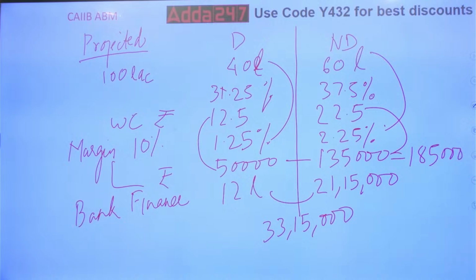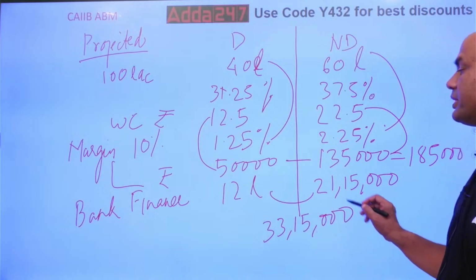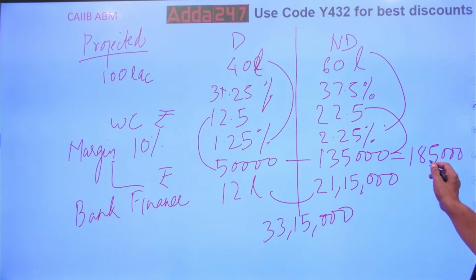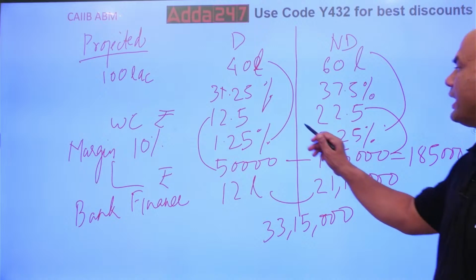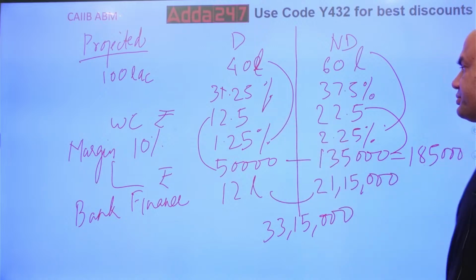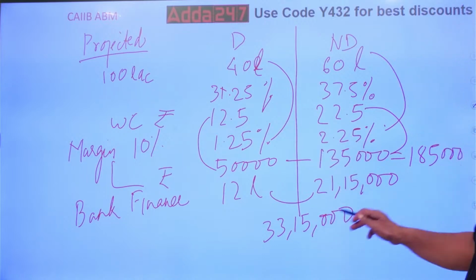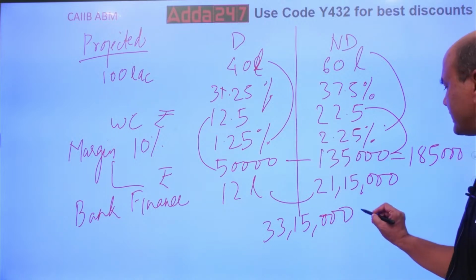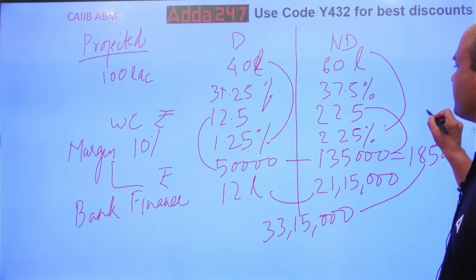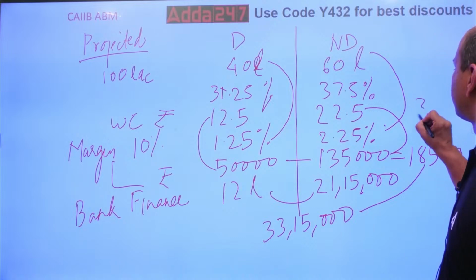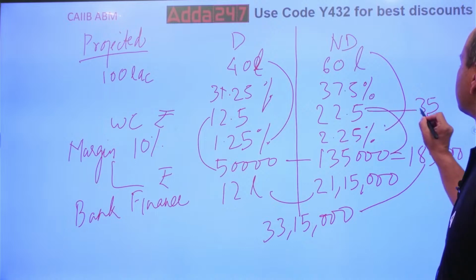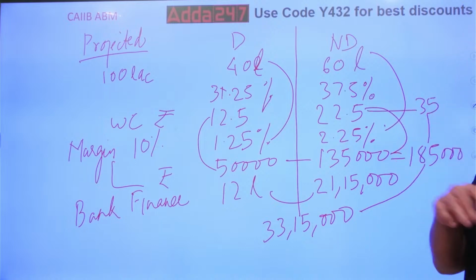So this is how the calculations are done. 33 lakh 15,000 will be the bank finance, and 1,85,000 will be this margin. So if you see the net total finance, add these two: 22 plus 12 is 34. And 34 and this 35, if you add these two, see what is coming. You will get 35. So you are getting the same answer, 35 from here also and from here also. So your answer is right.